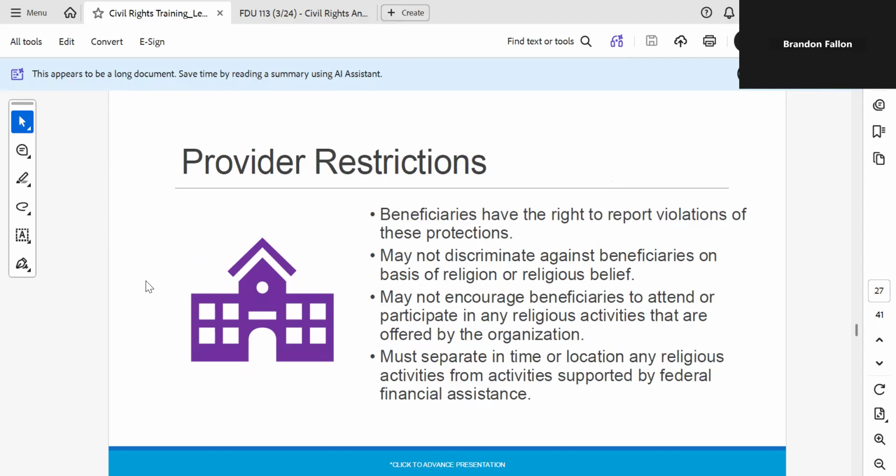Provider restrictions. Beneficiaries have the right to report violations of these protections. Providers may not discriminate against beneficiaries on the basis of religion or religious belief, may not encourage beneficiaries to attend or participate in any religious activities that are offered by the organization, and must separate in time or location any religious activities from activities supported by the financial assistance.